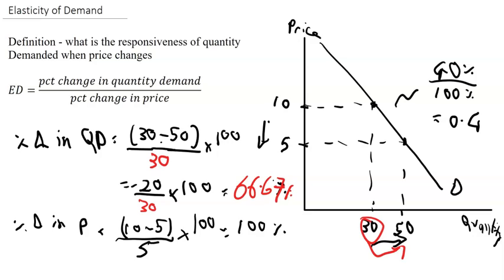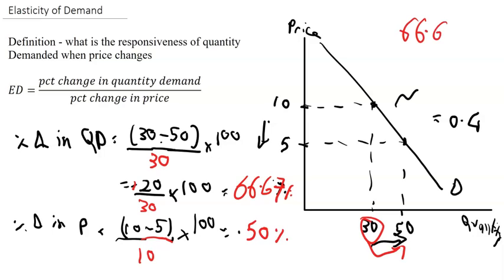Same thing, since I'm going down in price, my new price is $5, so the numerator is going to be the same. We are just not going to use the negative sign. The denominator is now going to be, sorry, not 5, it's going to be 10. So then my price change would be 50%. So then my elasticity is going to be the percentage change in quantity demanded, 66.67%, divided by the percentage change in price, 50%, which actually comes out to be 1.334.